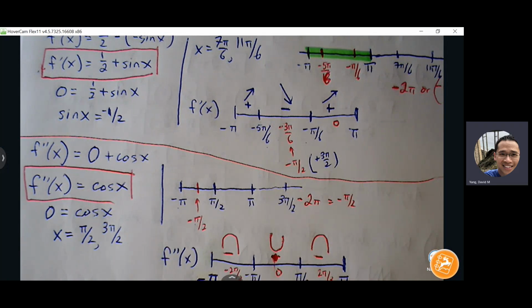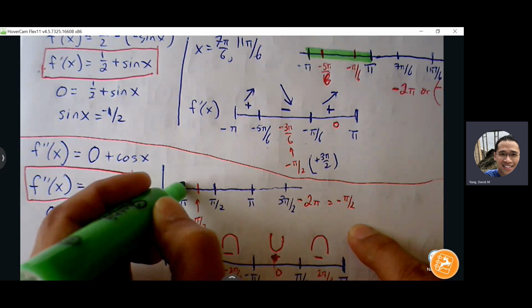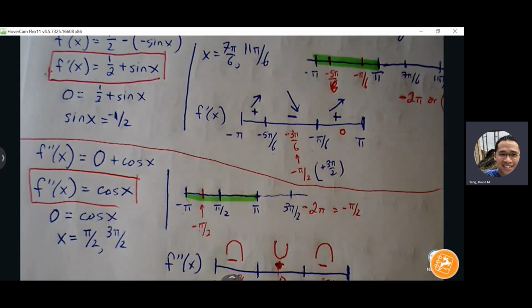Set my second derivative equal to zero. Cosine is equal to zero at pi over two and three pi over two. But if I try to put pi over two and three pi over two onto my number line with my domain restriction, I see that three pi over two is clearly outside my interval. So I want to get it to the negative region to see if I can land inside the interval. So I can subtract two pi from three pi over two. I get negative pi over two. And negative pi over two does land inside my interval. So I have two critical points there, negative pi over two and pi over two.